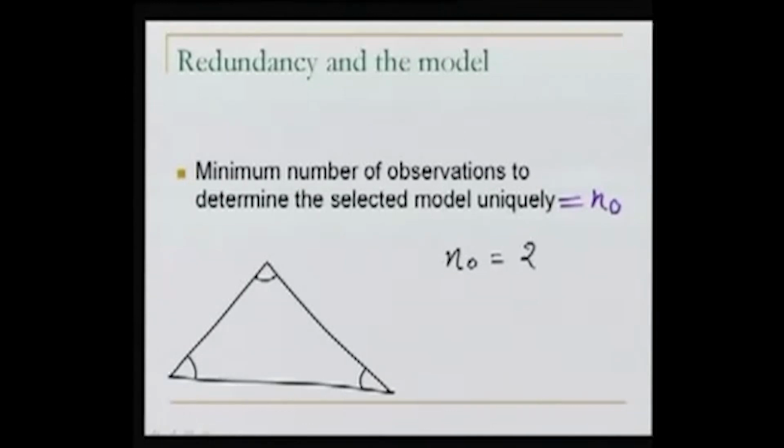We can determine the shape of this triangle only by observing theta 1 and theta 2, because theta 3 can be realized by this also. So the shape of the triangle is known. But in this case, we don't have any redundancy in the object model.